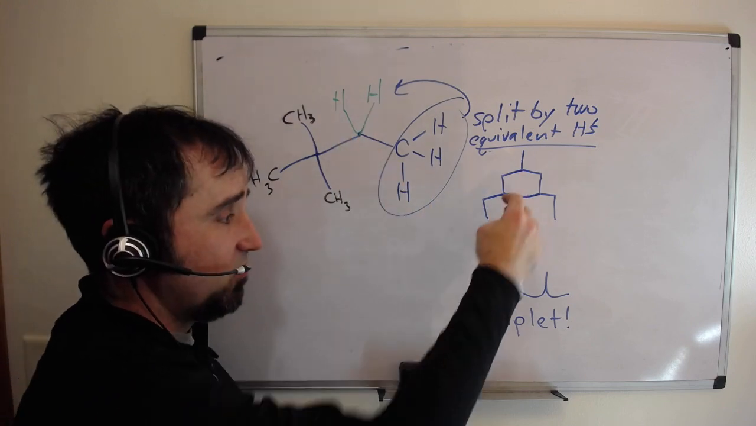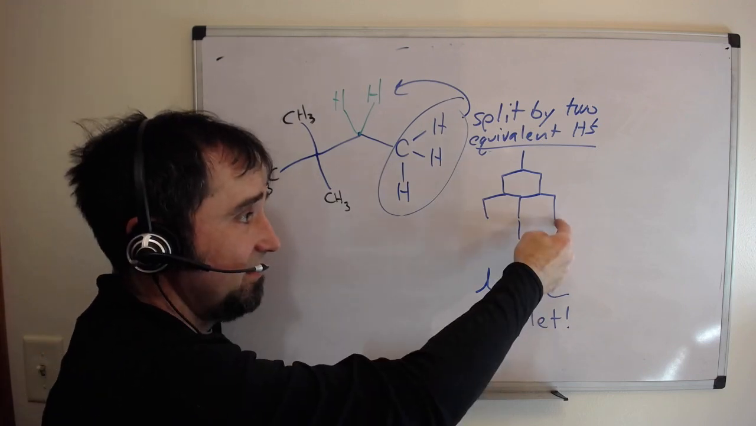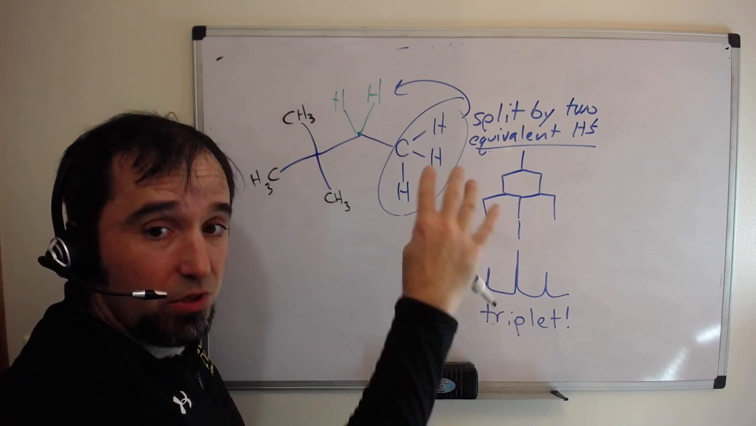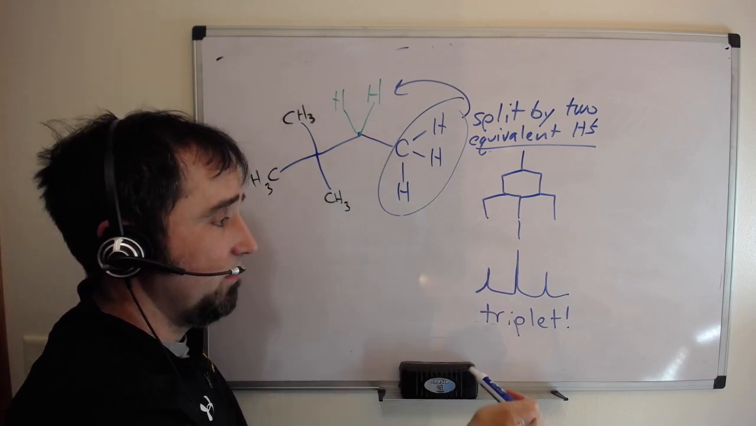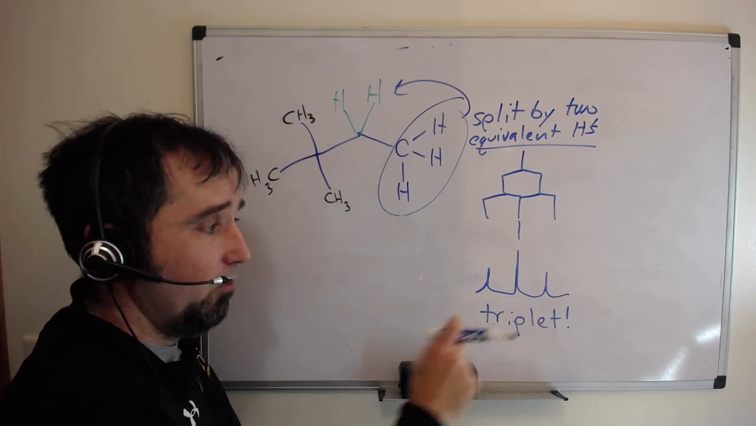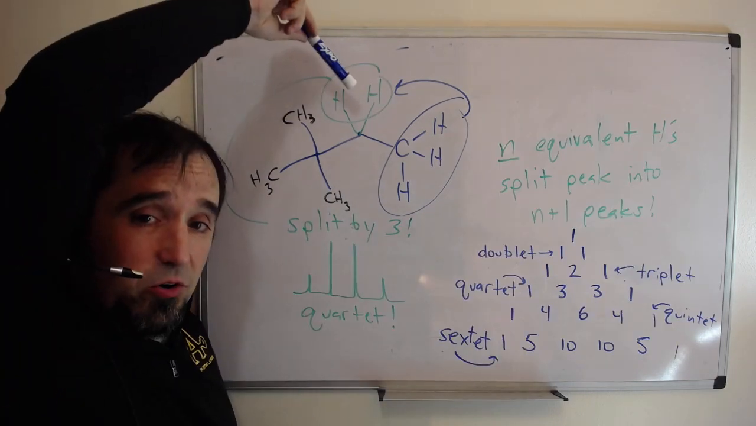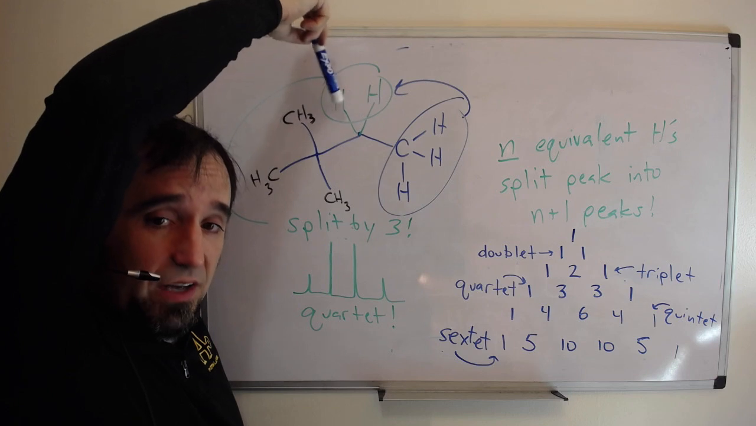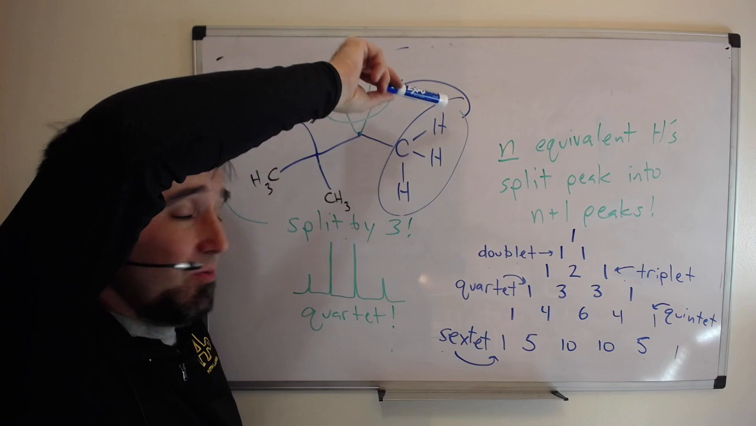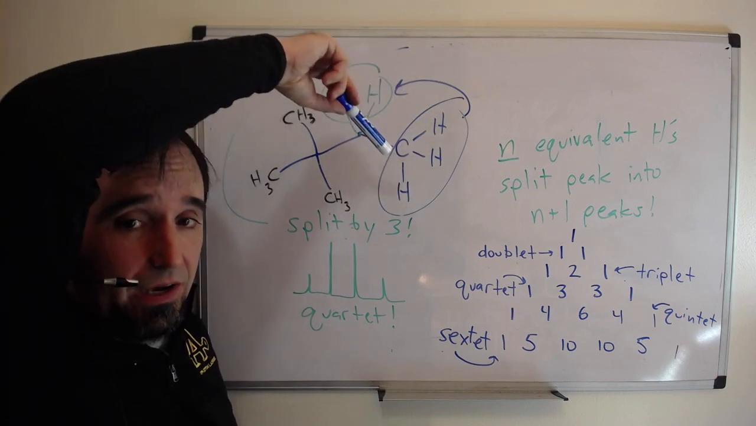So if something is split twice, it's almost like flipping a coin twice. You end up with heads, heads, heads, tails, tails, heads, tails, tails. Right? So your distribution is going to look like a triplet, what we call a 1 to 2 to 1 triplet, right? Where this peak is 2 and that peak is 1. If I look at these green protons, here I have 2 protons that are split by 3 neighbors. So over here I had 3 split by 2. Now I have, in an equivalent way, 2 split by 3.